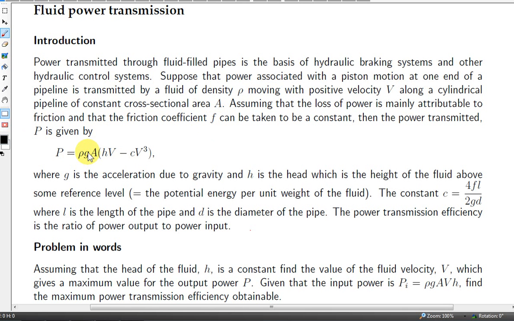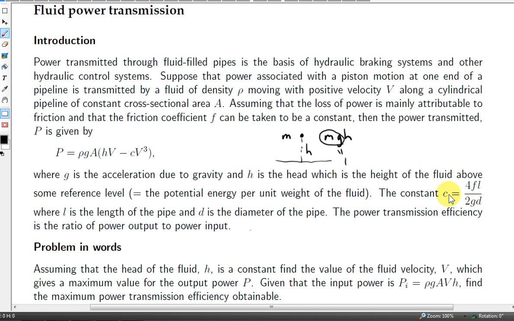Now g is the acceleration due to gravity, that's 9.81 meters per second squared. H is called the head, that is the height of the fluid above some reference level. That's actually the potential energy per unit weight of the fluid. Remember, if we have a mass m at a height h above some reference level, then the potential energy is mgh, which is just the weight times the height. But if we're dealing with unit weight, then mg is equal to 1. So then the potential energy would be 1h, or just h.